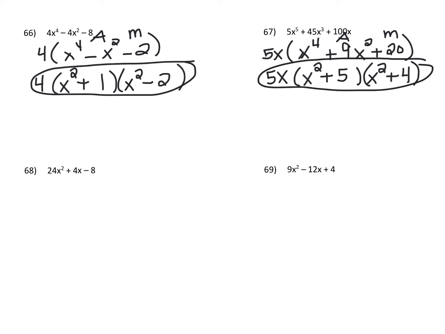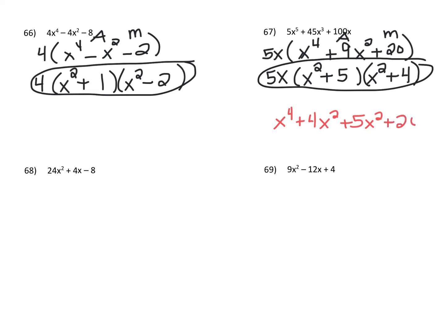I'm just going to show you really quickly how you could check this if you want. Okay, don't worry about the 5x. I'm just going to show you how this, x squared plus 5 times x squared plus 4, multiplies out to give you this. If you were to check, we would do x squared times x squared, which would give us x to the 4th. I'm just doing a check down here. Then we would do x squared times 4, which is 4x squared. Now we're going to distribute the 5 to both terms, right? So 5 times x squared is 5x squared. And then 5 times 4 is 20.